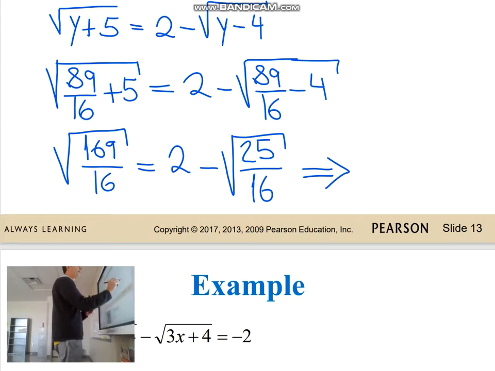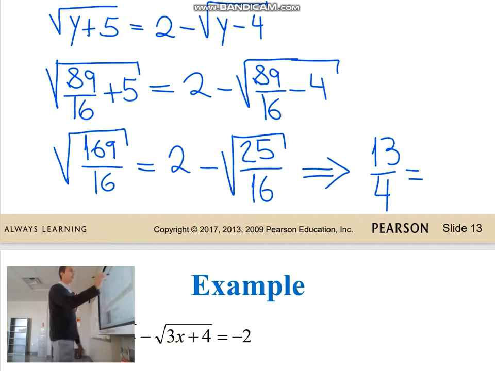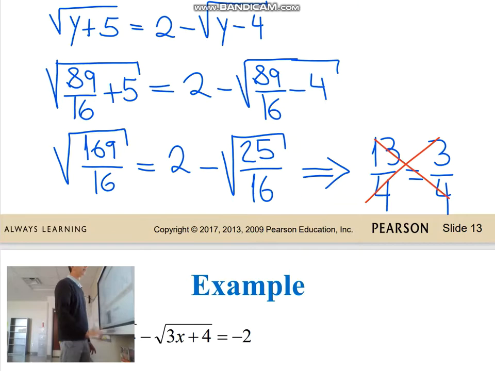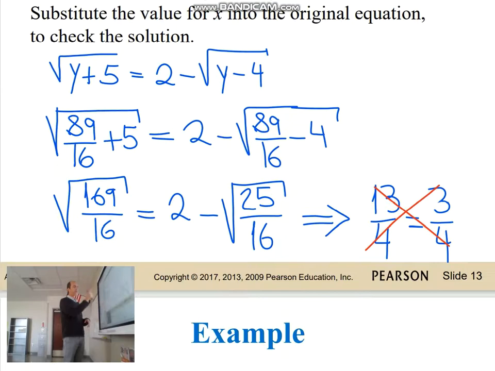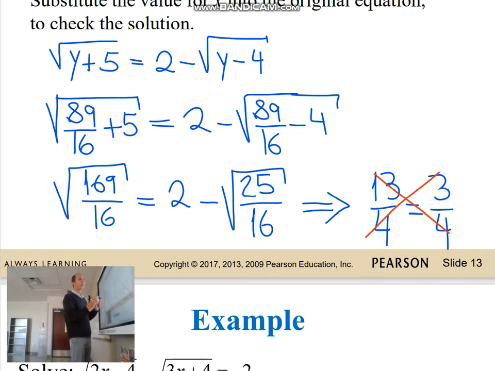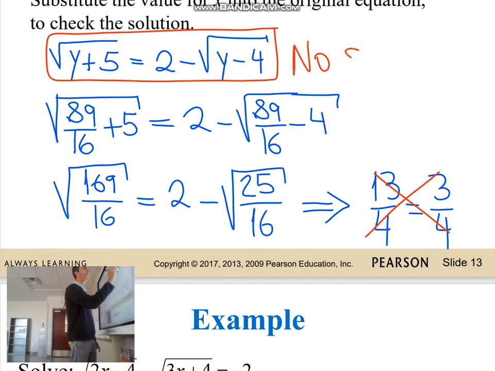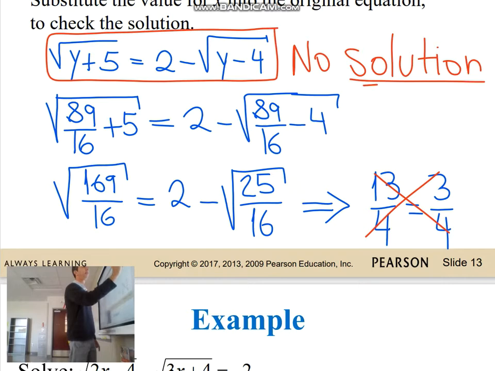13 over 4 equals 3 over 4, or 13 equals 3. And this is, obviously, not right. This is wrong, okay? That means the solution is wrong. We cannot use this solution. And we're gonna say that this equation, since we found one solution, and this solution is not good for the original equation, this equation here has no solution, okay? No solution.